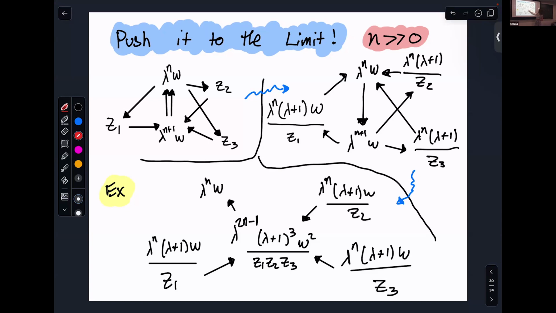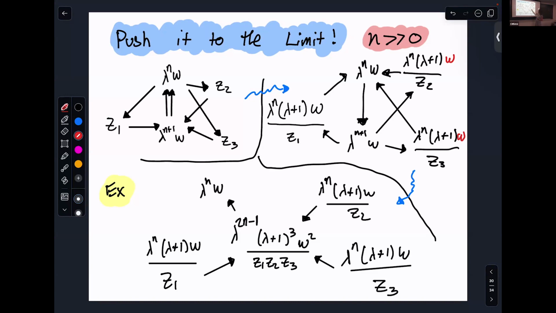So here's just an example. I have this cluster, and then I'm going to do some mutations. In this case, I mutated from here to here. I mutated Z1, Z2, and Z3, and there's a little typo. This should have an omega in it. There, the mutation rule is exactly the same. These are just exactly the cluster variables we would get out.